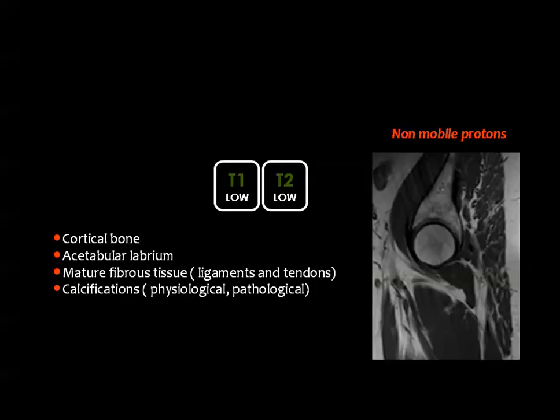Then you know that the structures which appear black or of low signal in the T1 and T2 include the cortex of the bone, mature fibrous tissue, ligaments and tendons, as well as calcification. And we add here the acetabulum labrum, which is a fibrocartilaginous tissue, helps to deepen the acetabular fossa.